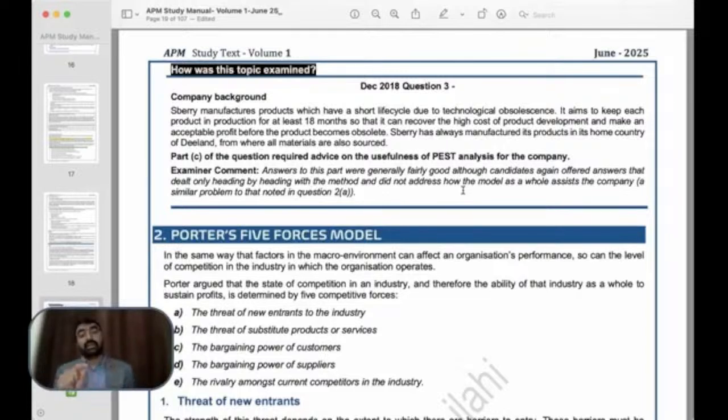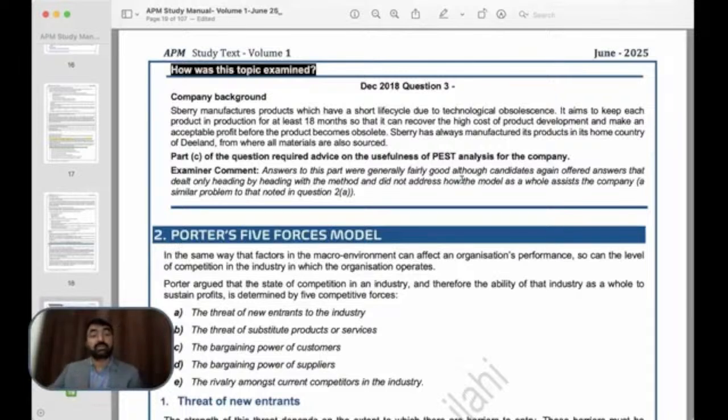But keep in mind that when you are discussing the usefulness of PEST analysis for the company, this is not just a theory. This is not a repetition of theory. This is what you have to discuss within the context of the company. So when you are explaining P or E or S or T, you have to connect all the dots with the company. There should not be a discussion of just simple theory.